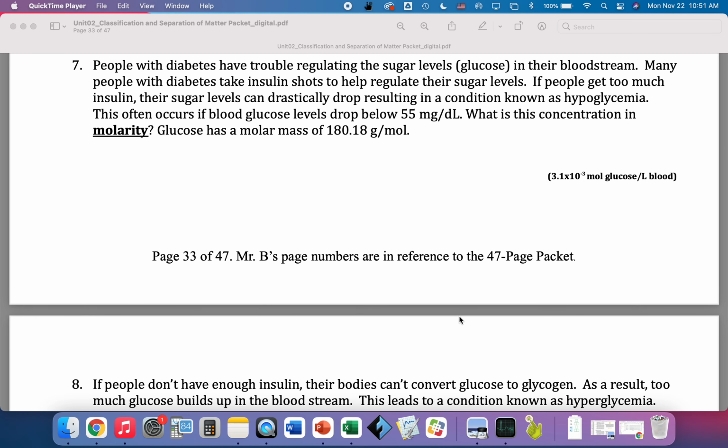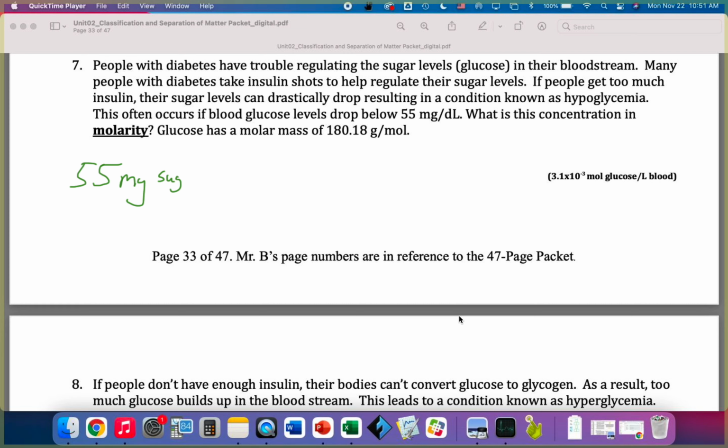Now we're talking about blood sugar levels for people with diabetes. This often occurs if the blood sugar drops below 55 milligrams per deciliter. So again, a very similar problem. Switch to a different color here. We know the concentration is 55 milligrams of sugar per 1 deciliter of blood.